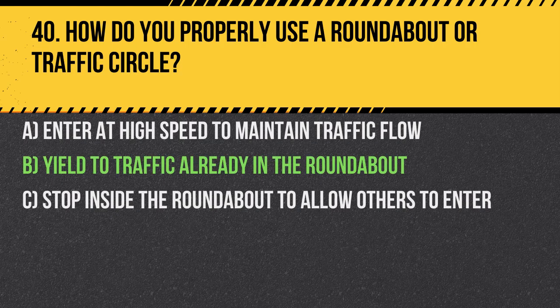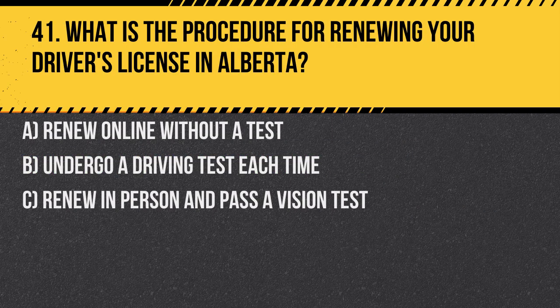Answer B. Yield to traffic already in the roundabout. Always yield to drivers already circulating and enter only when it is safe to do so. Question 41. What is the procedure for renewing your driver's license in Alberta?